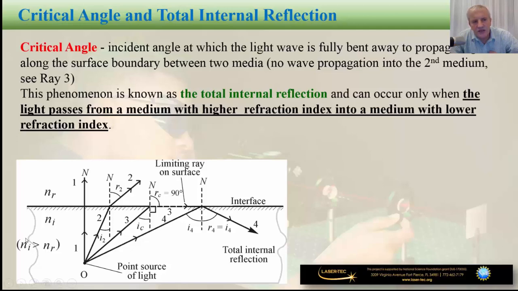The second medium, which is the medium above the surface, is characterized by the index of refraction Nr, and you can see here that the index of refraction of the medium below the surface is larger than the index of refraction of the medium above the surface. In other words, the medium below, which is our originating medium, is optically more dense than the medium above the surface, which is the optically less dense medium.